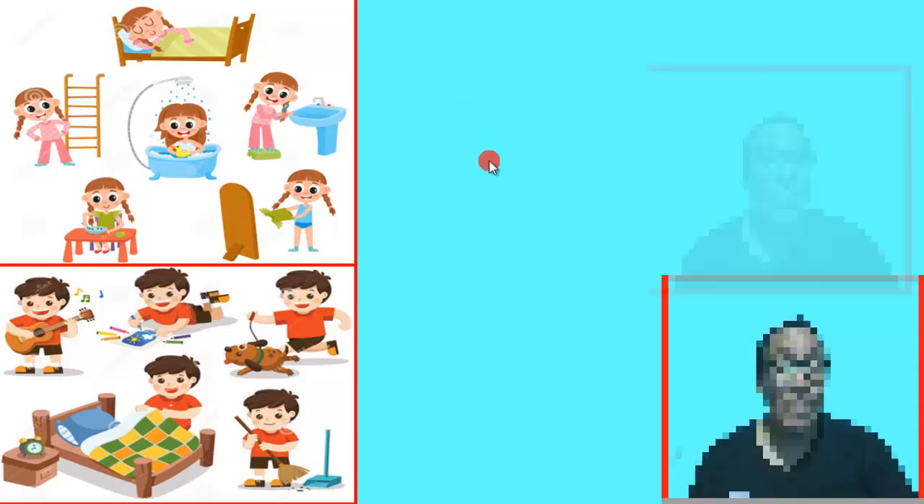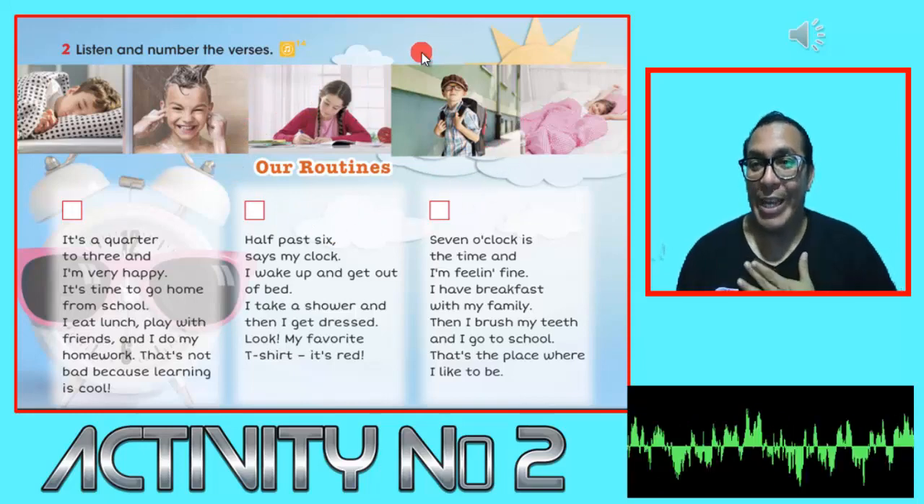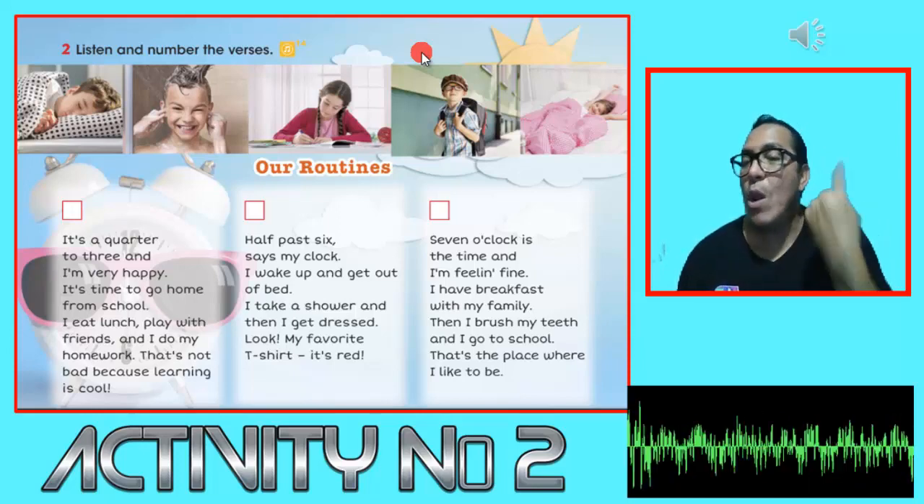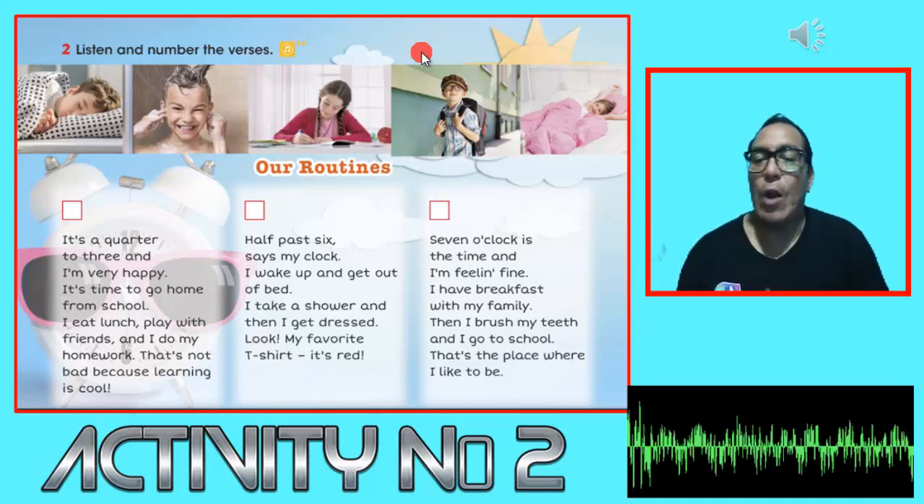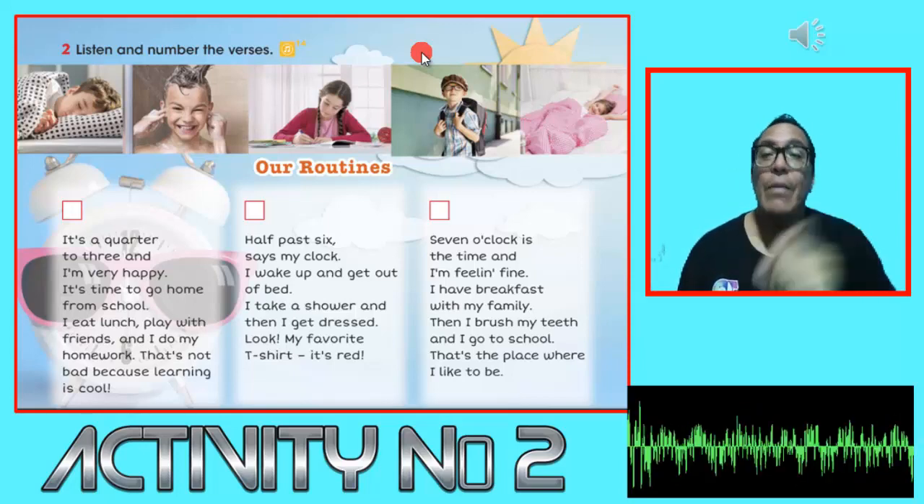Pay attention please here. In activity number 2, so that we have got a song. In this song, for example, our routines here. Yeah? Ese es el título, nuestra routine. But pay attention, there are 3 paragraphs. So, but these paragraphs are not in order. So that you have to listen each paragraph according to the song, and that you have to put number 1, number 2, and number 3.